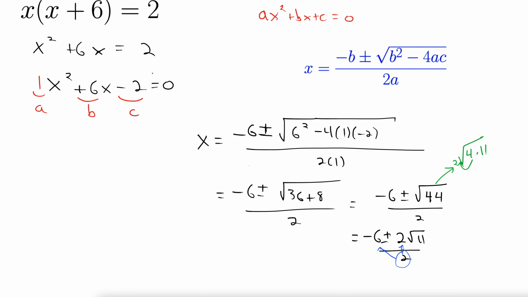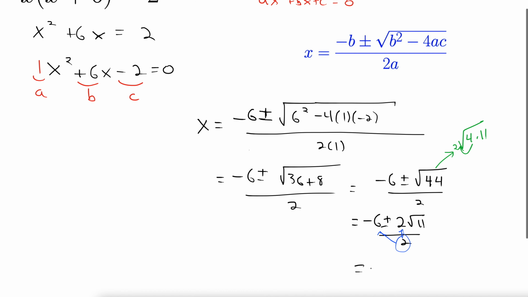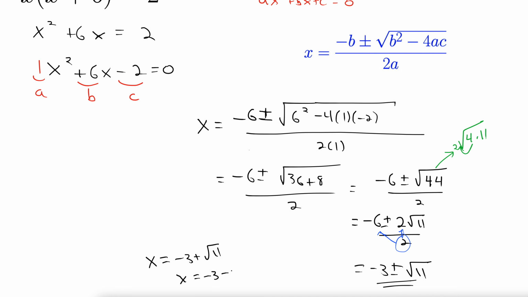Okay, so let's see here. That gives us negative 3 plus or minus rad 11. There we go. And note that this is really two different solutions. We have x equals negative 3 plus rad 11 and x equals negative 3 minus rad 11. As a shorthand, we use this plus or minus.